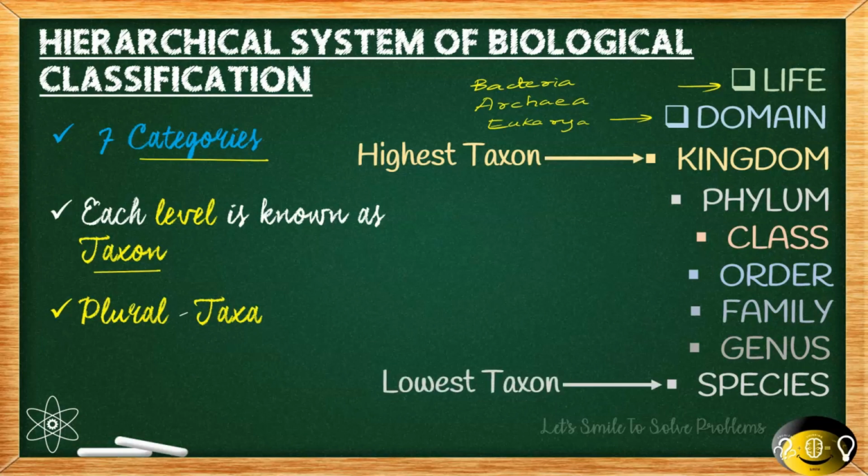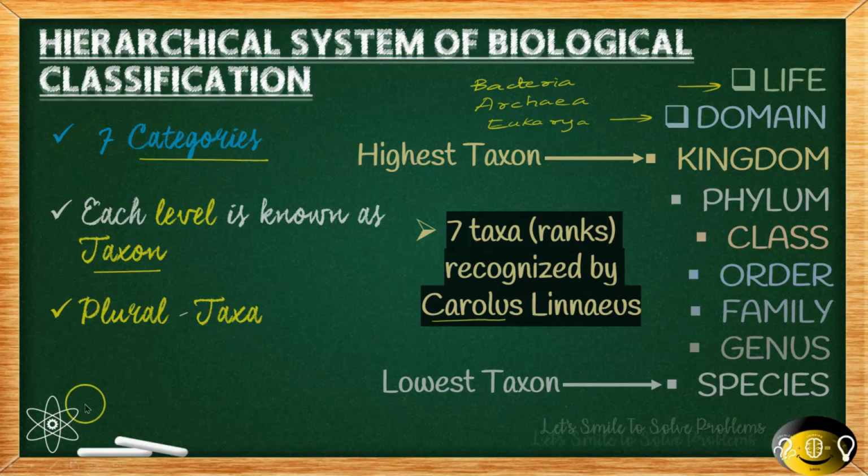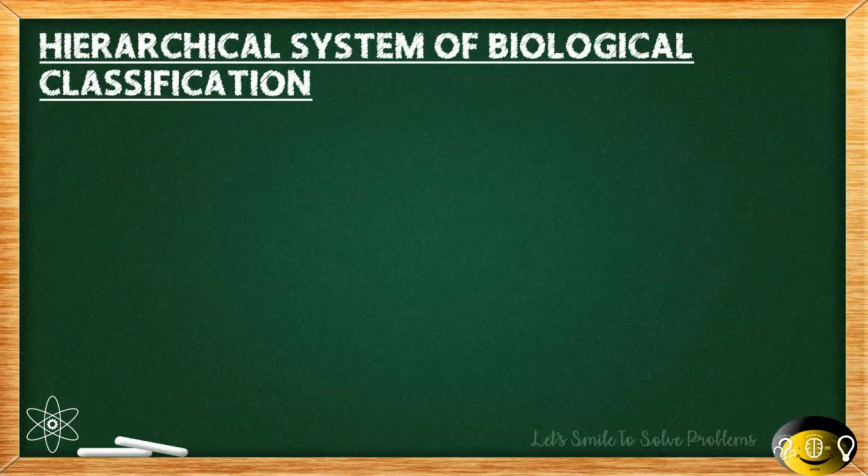Now who gave these particular 7 taxa? These 7 taxa were recognized by a person named Carolus Linnaeus. Okay, Carolus Linnaeus. Clear enough? These are the 7 categories. Now I will be providing you with a trick to remember these 7 categories. So let's see the trick.